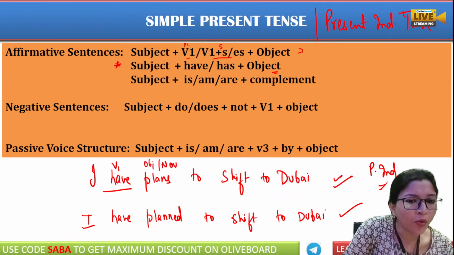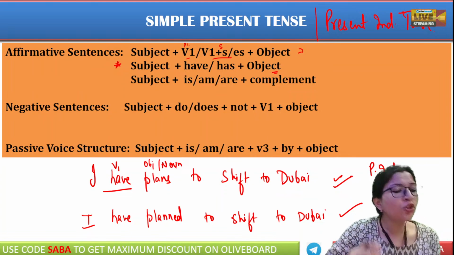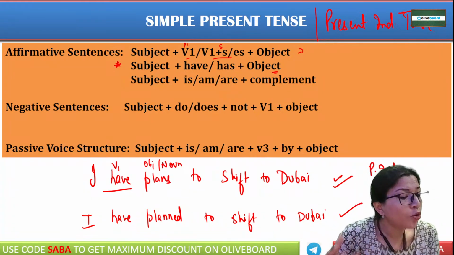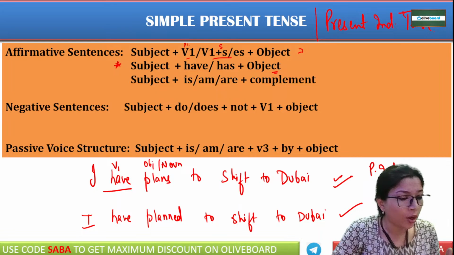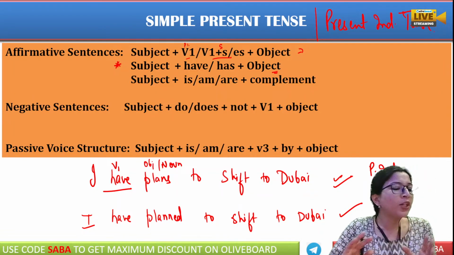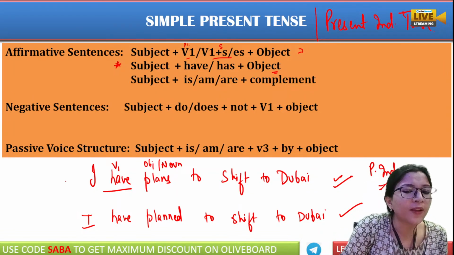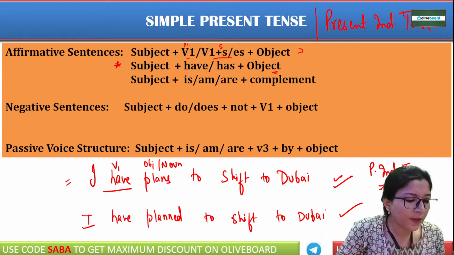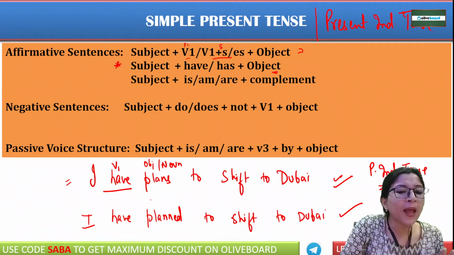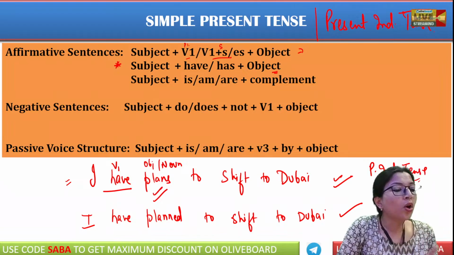ये plans यहाँ पे क्या है? ये noun है, it is an object. So I have plans to shift to Dubai. मतलब मेरे कुछ प्लान है दुबई शिफ्ट करने के. मतलब अभी I am not very much sure, but मेरे फ्यूचर प्लान है कि मैं दुबई शिफ्ट हो सकती हूँ. So it is present indefinite tense. Okay. So this plan is a noun here. It is not a verb.